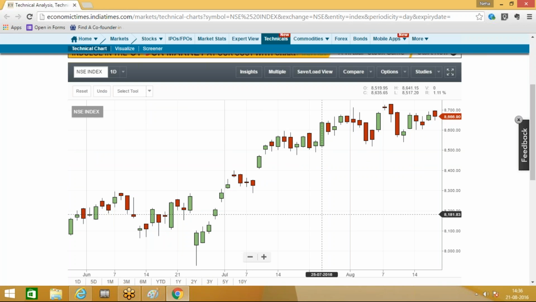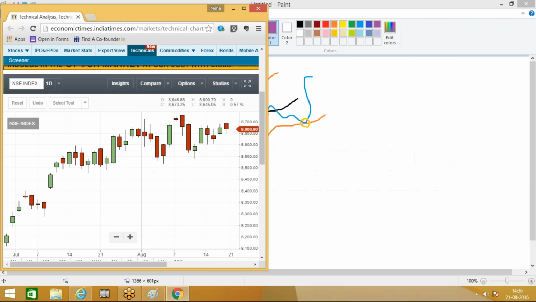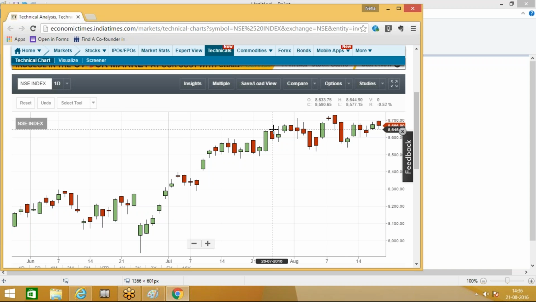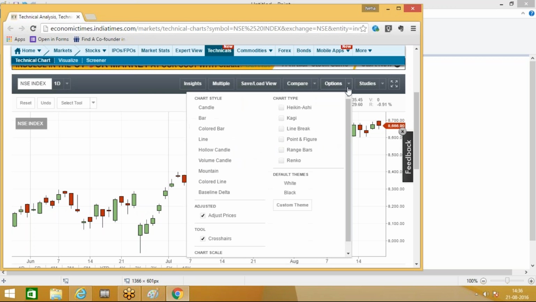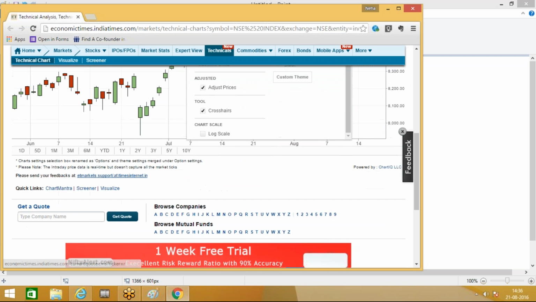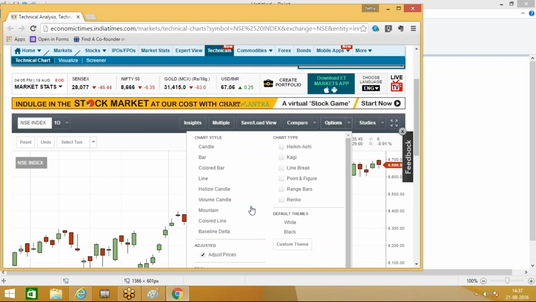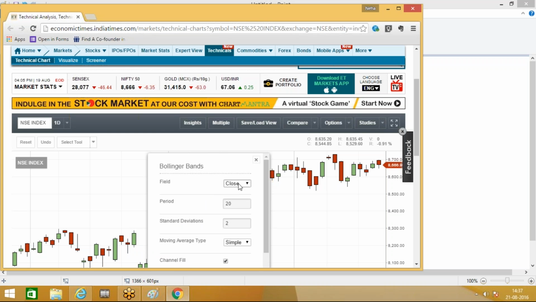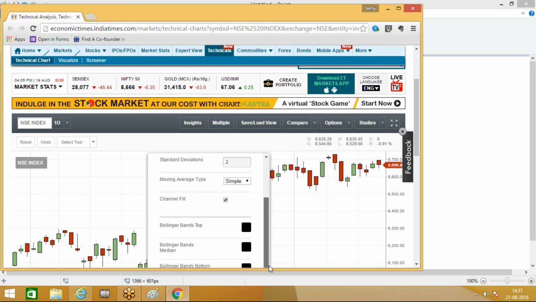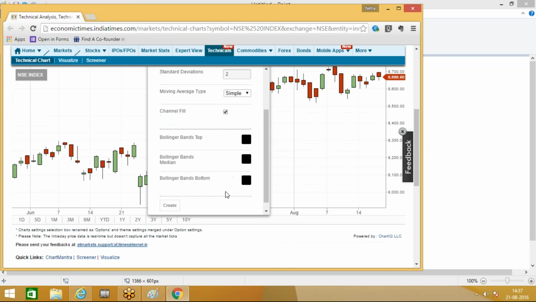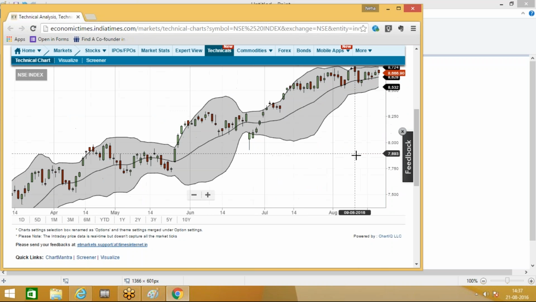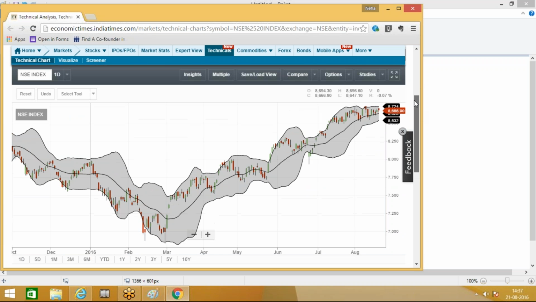Okay, so this is a link that has been shared by Anand. This is the Economic Times charts. Let me see if we can see the Bollinger Band here. If there is any facility to see it, then we can see a live example. Okay, so one Bollinger Band is created in this chart. If you can see this.